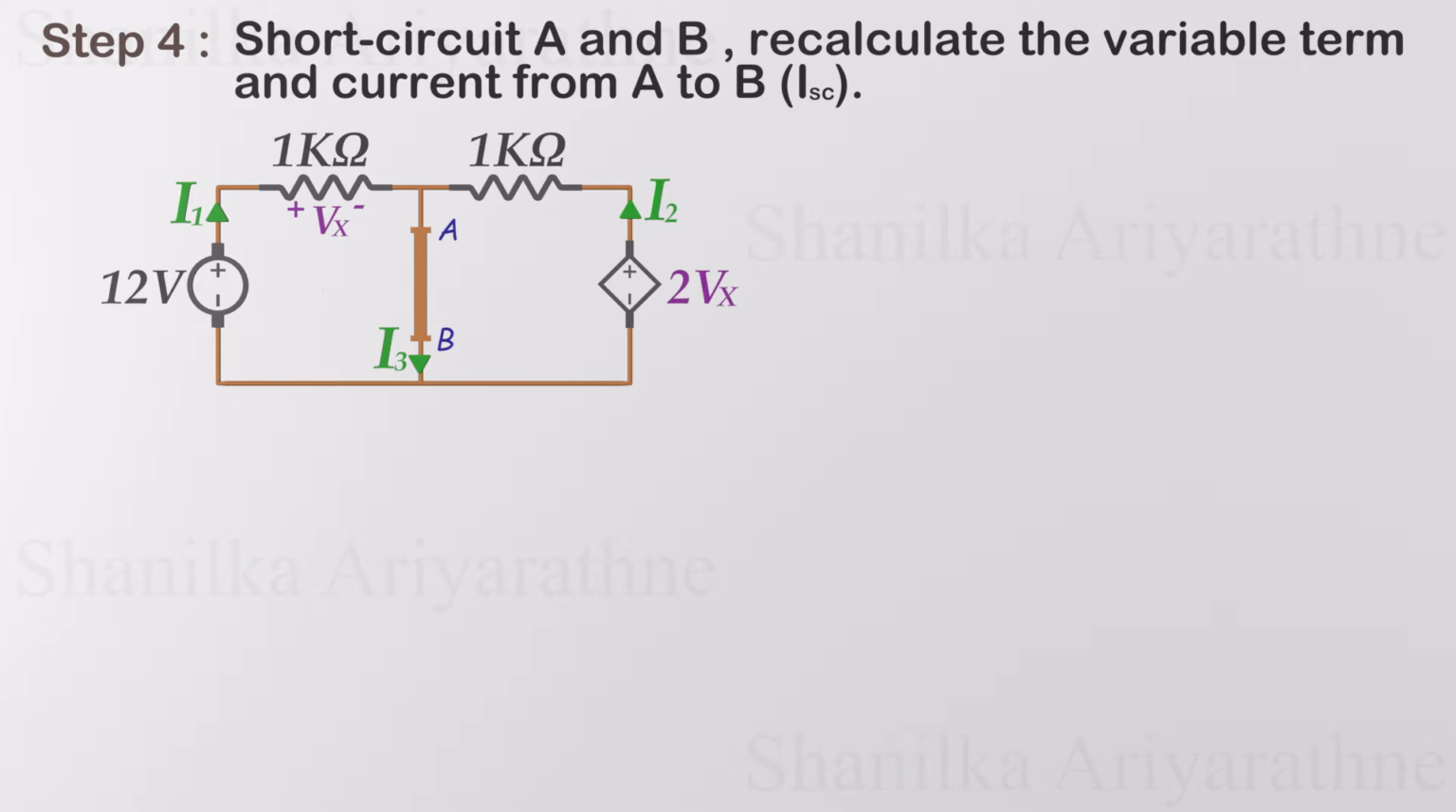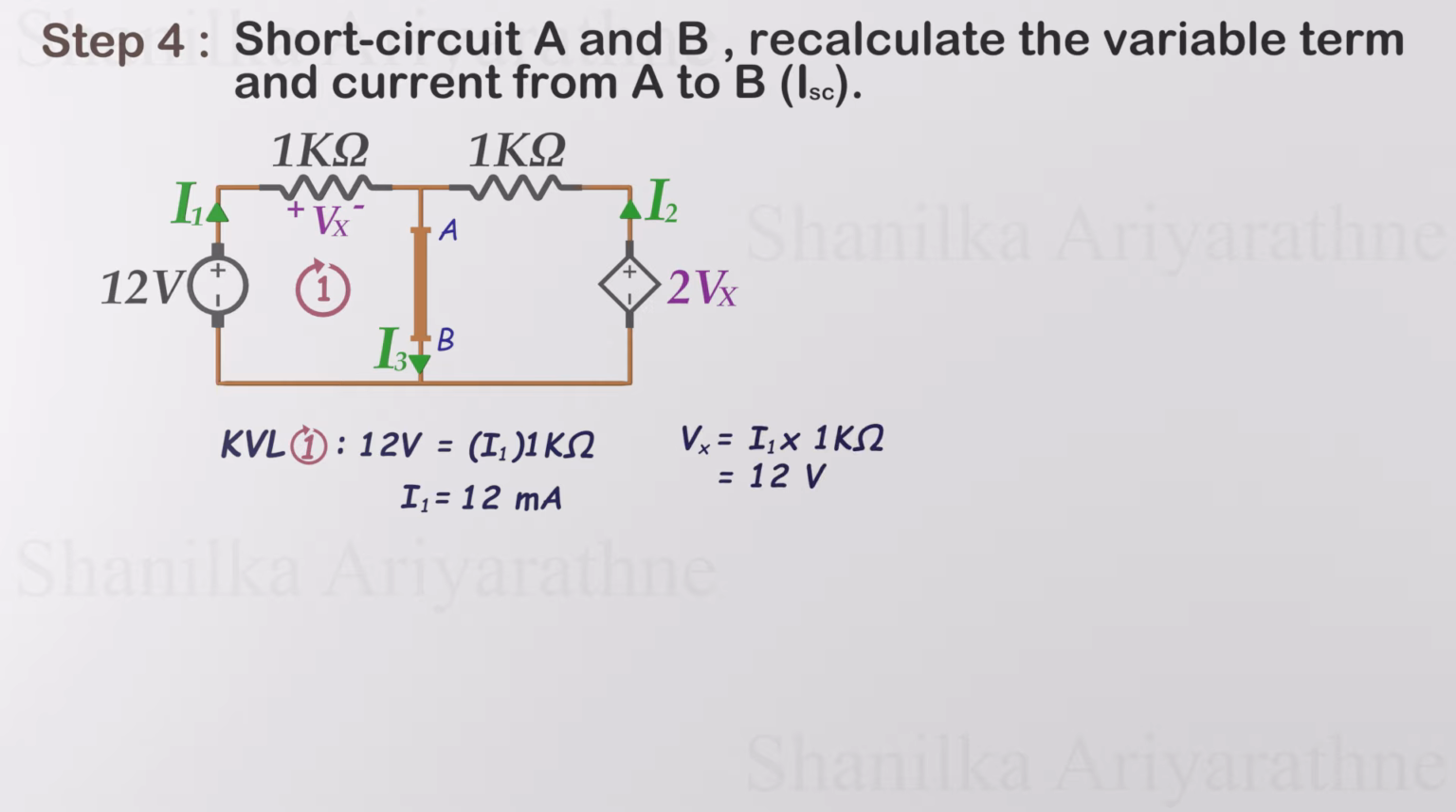Remember, since we've changed the circuit by adding a short circuit, the variable term Vx we calculated earlier is no longer valid. We need to recalculate it. We can apply KVL to loop 1. This loop contains the resistors and the independent source. We get the current through the 1 kiloohm resistor to be 12 milliamps. Using Ohm's law, we get the voltage across this resistor is 12 volts.